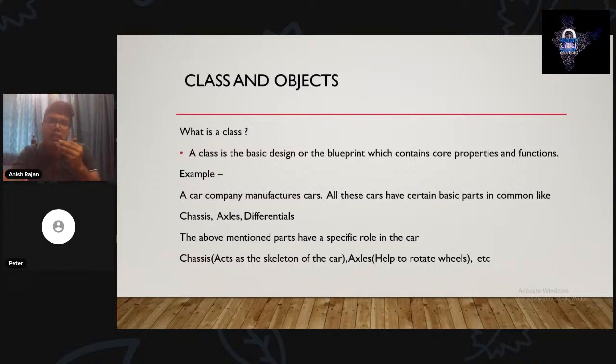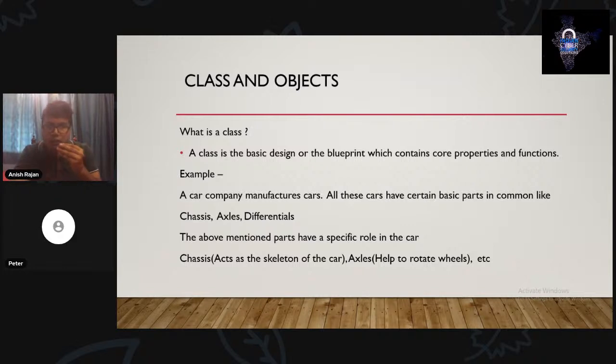These different cars will have chassis, axles, differentials, all these parts. Every car is going to have these parts. So these are the core properties. Every car manufactured by that company will have these parts, isn't it? The design of the car may be different, but every car will have the chassis, axle, and differentials. These are the common core properties of every car.